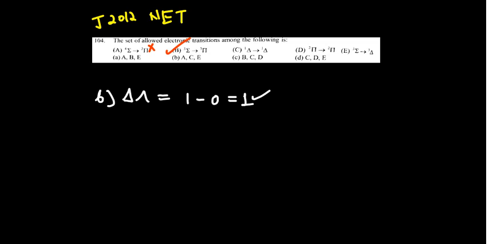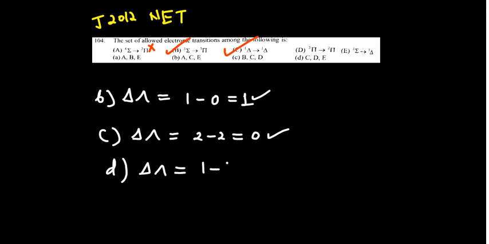Now going for the C, again calculate the delta lambda. For this delta, your lambda is 2, and for this delta also lambda is 2, so you can quickly write 2 minus 2, that will give you 0. It is also allowed. So transition C is also allowed. Now go for the last one, that is D. In the case of D, the transition is happening from pi to pi, that means 1 to 1, right? So if you calculate delta lambda, this will give you 1 minus 1, that will give you 0. So D is also allowed. You can write D is also allowed.